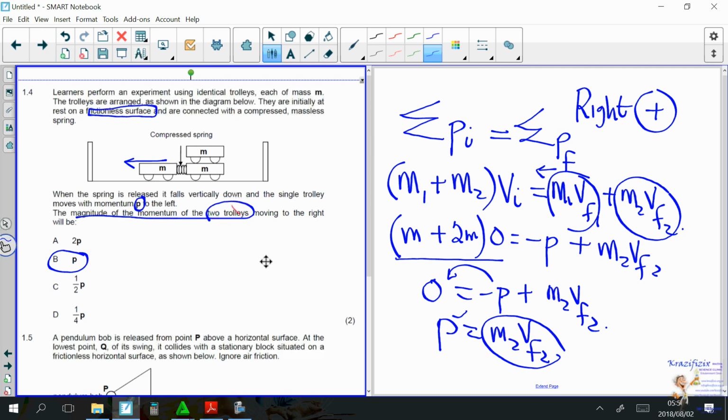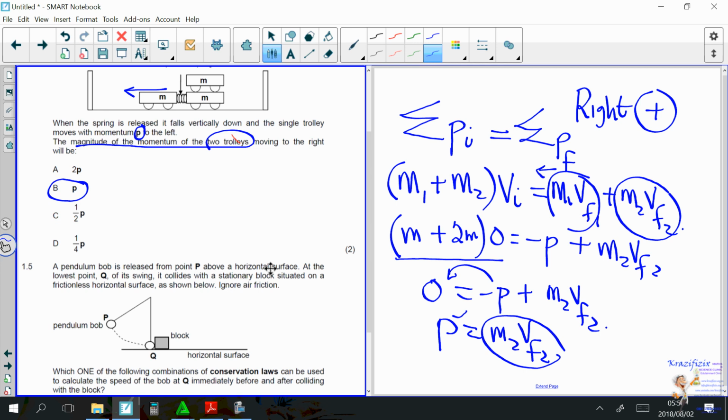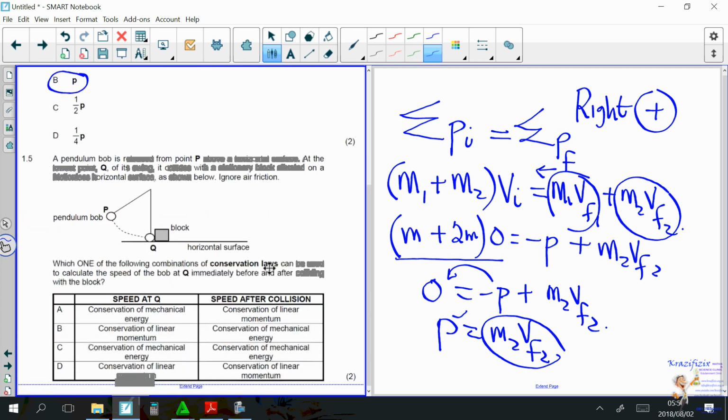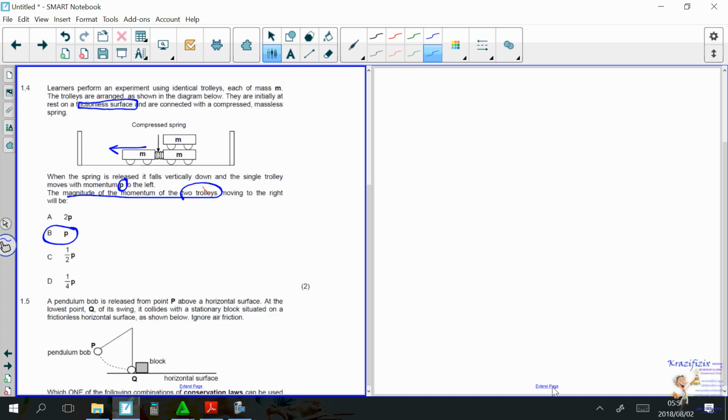So this is your law of conservation of linear momentum. Good. Question 1.5. Please rewind over and over again just to make sure you get the concept on every question. It's very, very important that we answer multiple choice questions correctly.